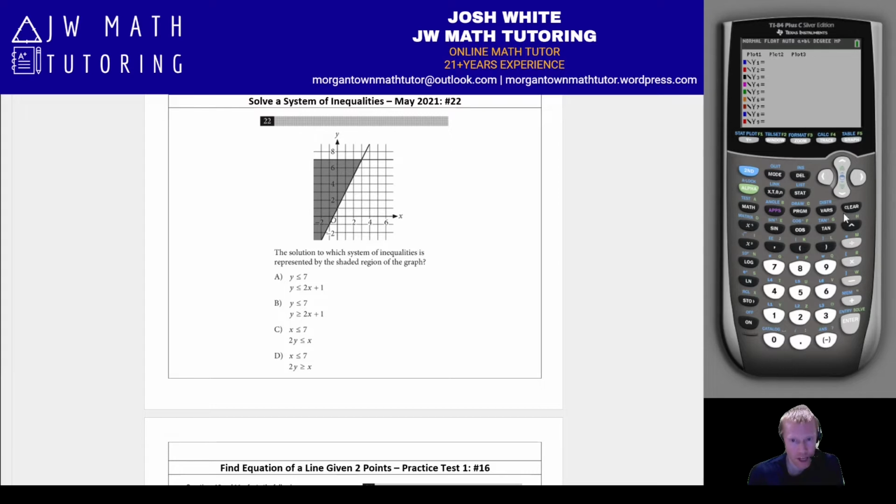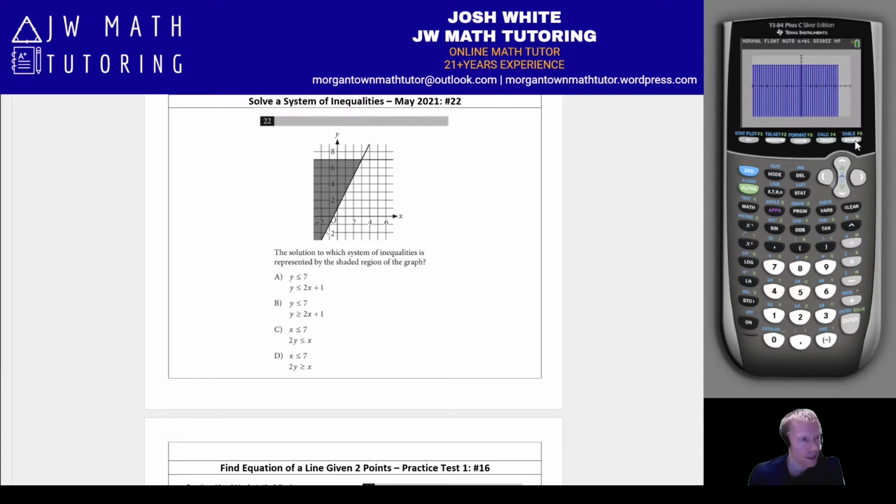I'm going to start with answer choice A. I'm going to put in y equals 7, because that's the line that corresponds to y is less than or equal to 7. Now all I have to do is go over here, hit enter, and select to change the inequality symbol. I'm going to move it so that it represents less than. Now for the second inequality, we've got 2x plus 1. Again, we'll graph that and change the inequality symbol. All right, now we're good to go, and we will graph this out.